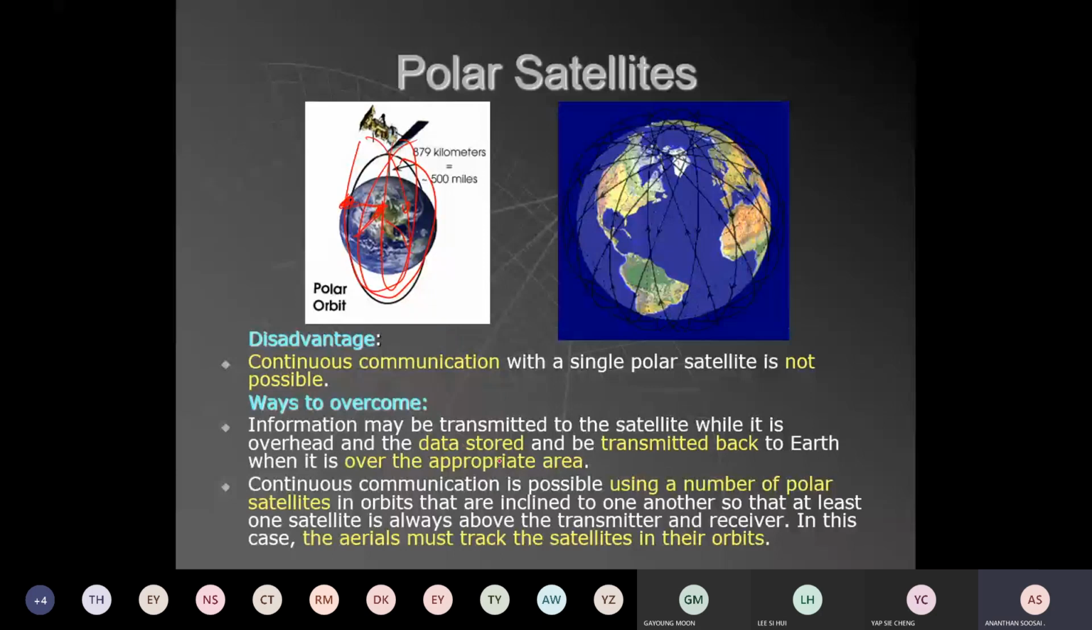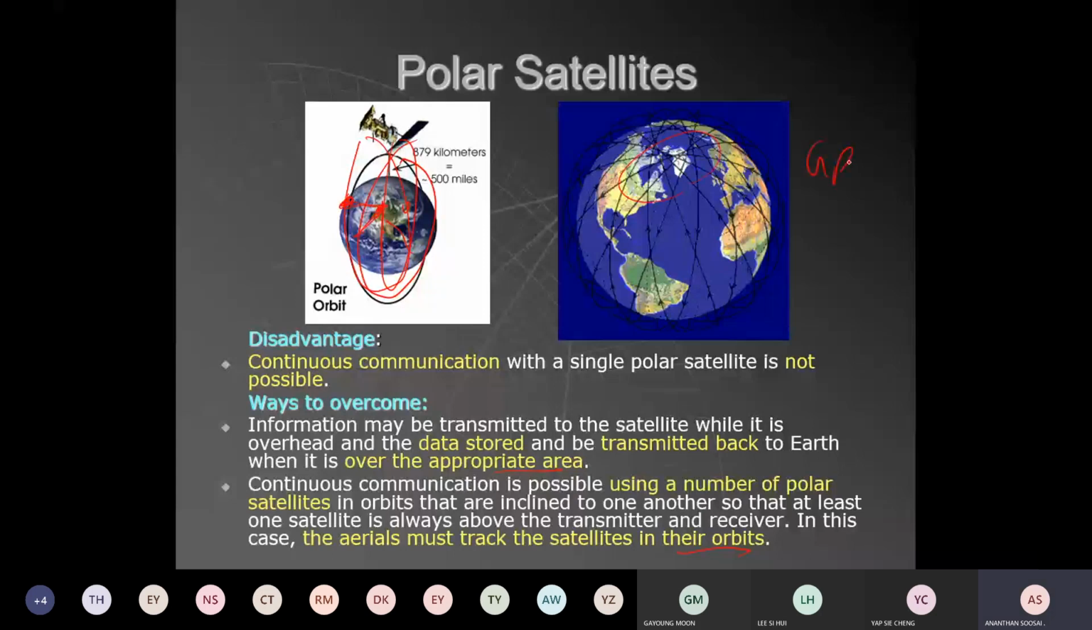Okay, to overcome this, data is stored and transmitted back to the Earth over the appropriate area, using a number of polar satellite orbits that are inclined to one another, so that at least one satellite is always above the transmitter and receiver. This aerial must track the satellites in their orbits.